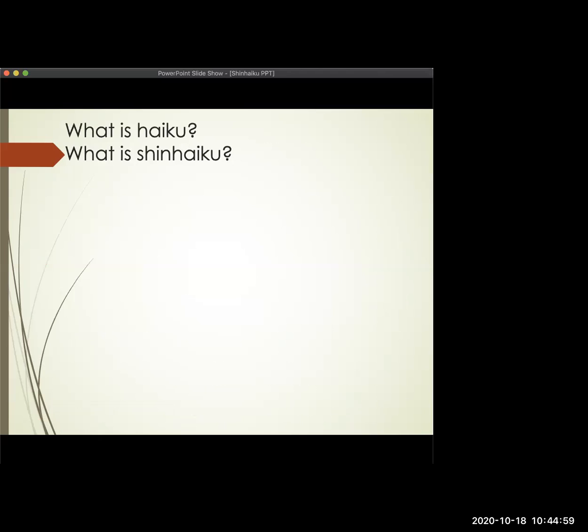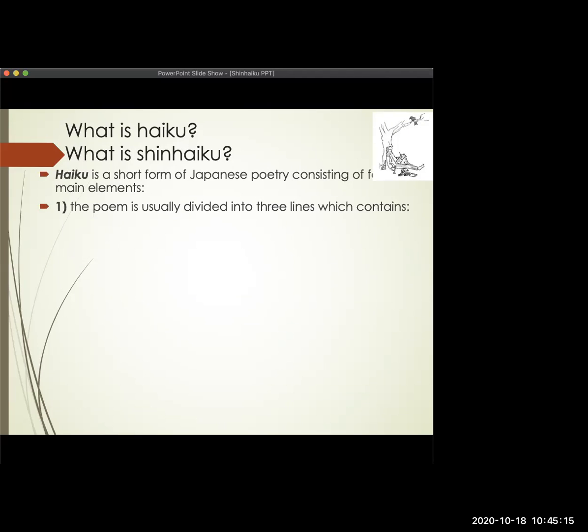So what is haiku and what is shinhaiku? I'm sure many of you are familiar with haiku, and we're in Japan, as you well know. Haiku is a short form of Japanese poetry consisting of basically four main elements. It's usually split into three lines. Remember this: three lines. It has a season word. The season word represents when the haiku was written. This is quite interesting and very unique to haiku, and it essentially acts as a time machine. I can read a poem written 500 years ago by Basho, and I know the exact season and even the place where he wrote it. In that way, haiku will bring you back to that exact moment. Also, because they're written in the present tense, it feels like you're there. So I like to say haiku is a time machine.